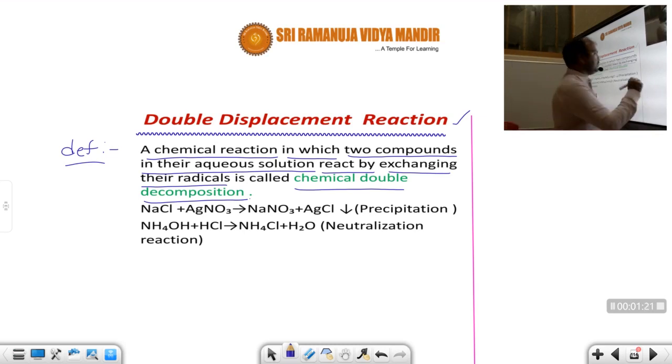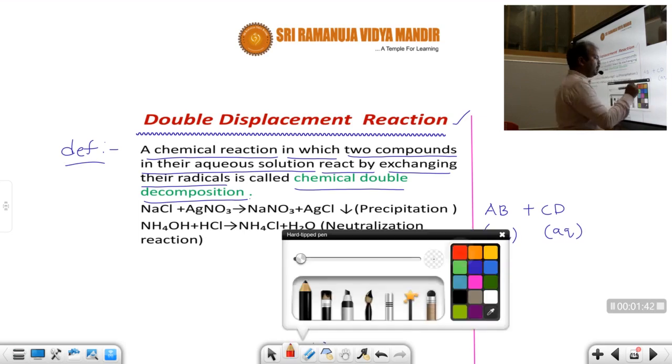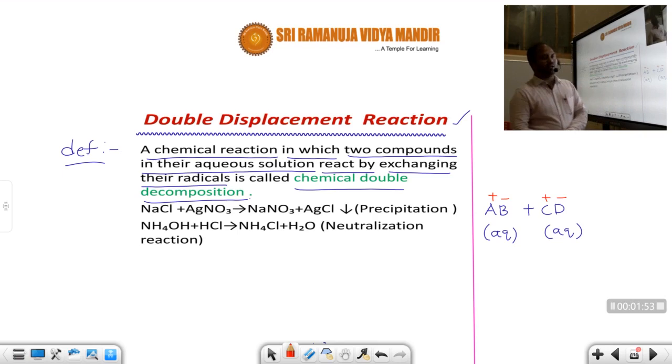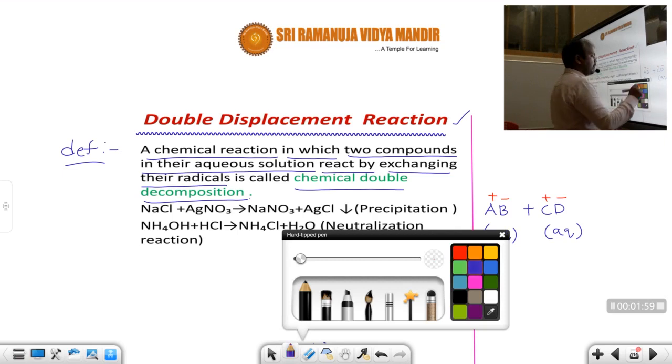It is called chemical double decomposition reaction. For suppose two compounds, AB is one compound, CD is another compound. Both are salts, but AB is a different compound from CD. Generally AB and CD are salts. What is a salt? Generally it contains a cation and an anion existing in one compound. So salts are always electrically neutral. No positive charge, no negative charge. Net charge is 0. You know very well.